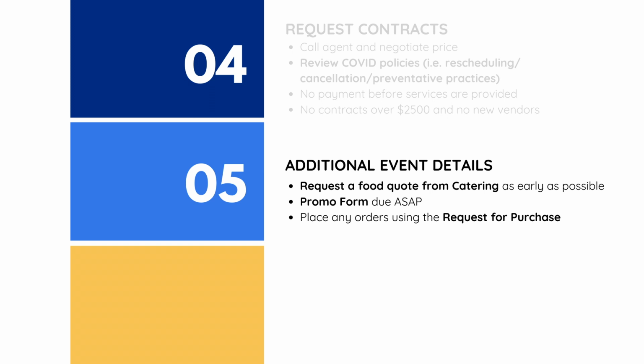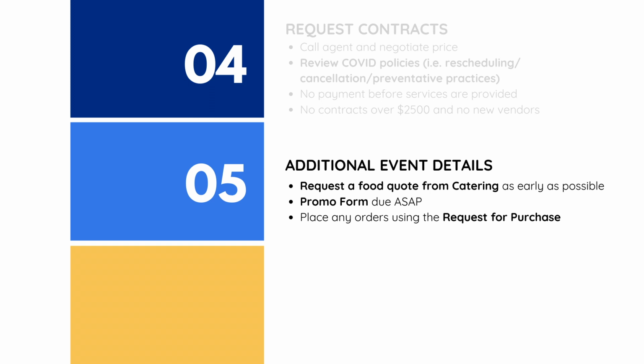Now that your contract has been requested and completed in the event that you needed one, now it's time to work on those additional event details. One thing that all student groups love to have at their events is food. Our food process is going to be a little bit different this year. Your first step is to determine what food you would like at your event and how much money you'd like to spend.